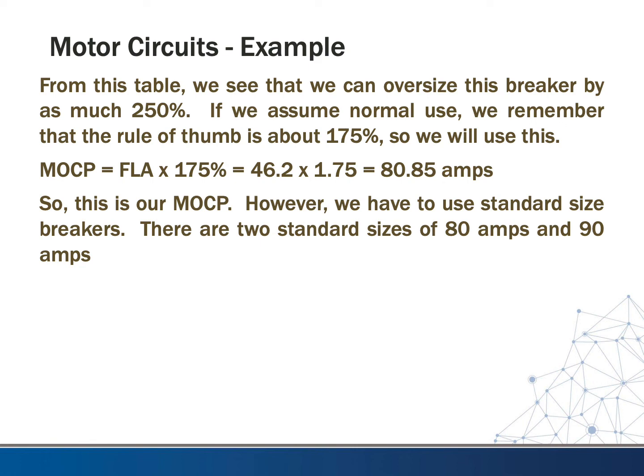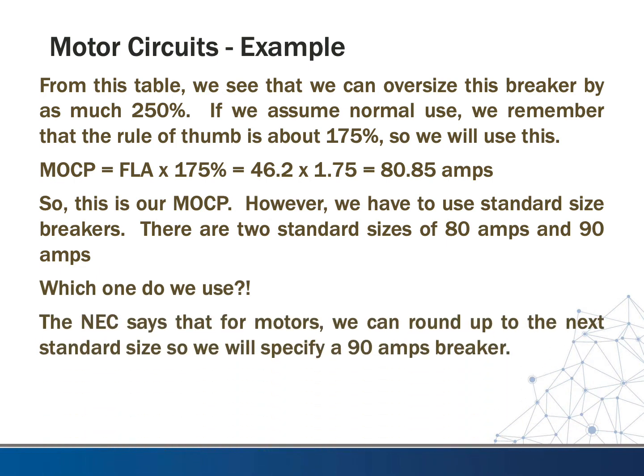However, we have to use standard size breakers. There are two standard sizes of 80 amps and 90 amps that are close to this value. So which one do we use? Well, that's a good question. The NEC says that for a single motor, we can round up to the next standard size. So in this case, we would use the 90 amp breaker. Even if we do that, we're still well under the 250%.